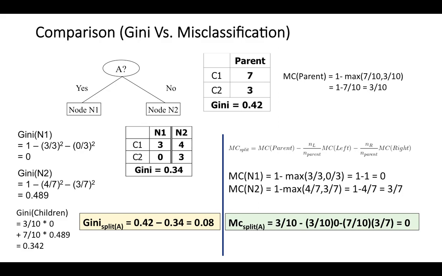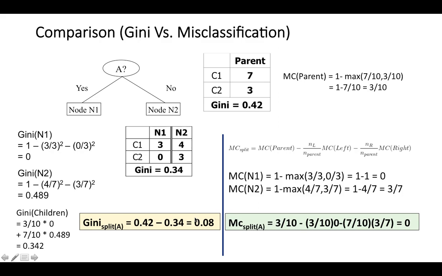So for instance, when we do Gini versus misclassification, okay? Let's say that you have an attribute A and you have a node N1 and a node N2. In N1 you have 3 in class 1 and 0 in class 2, and in N2 you have 4 in class 1 and 3 in class 2, right? You can compute the Gini index for N1 and N2. For N1 it's going to be 0, and for N2 it's going to be 0.4, and so you can compute the Gini for the children, right? And you say that, okay, splitting on attribute A is going to give me a Gini index of 0.08.